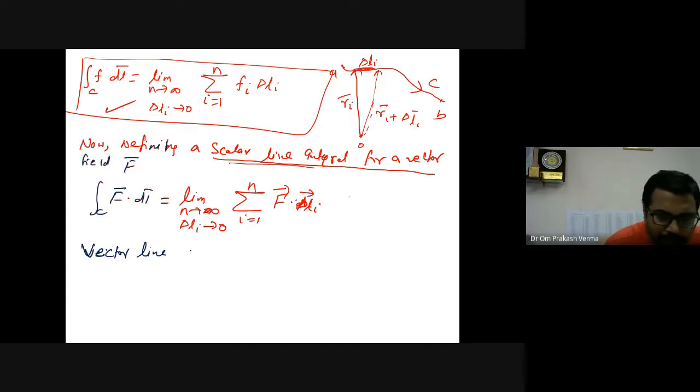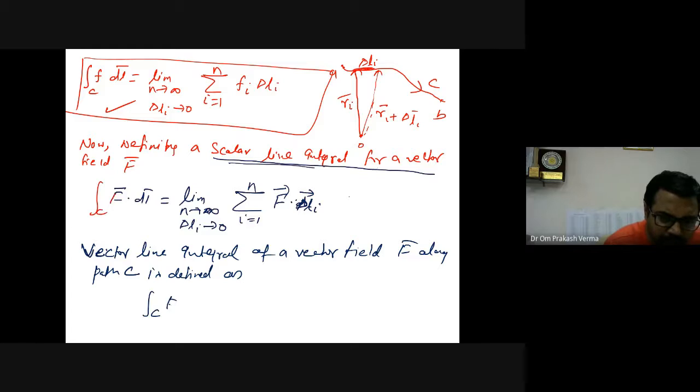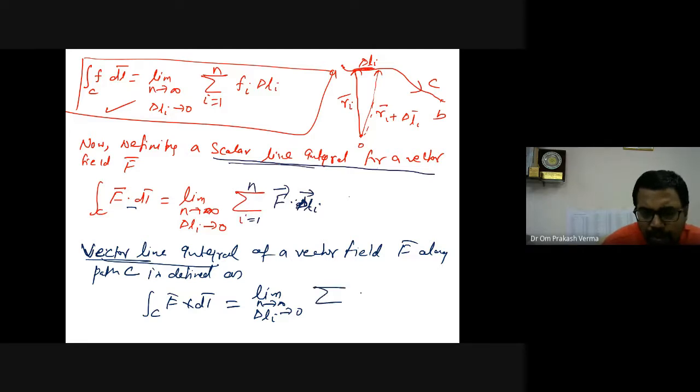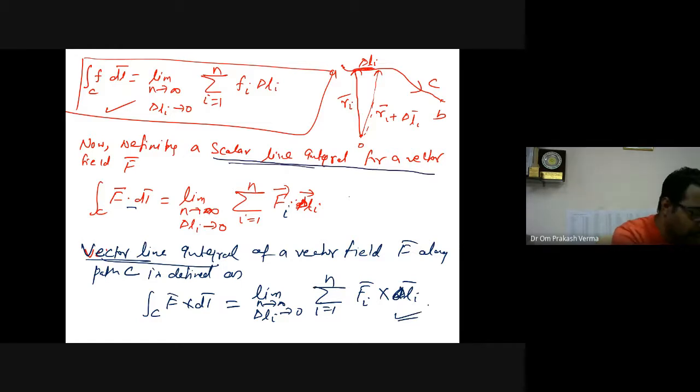And now come to the next, that is the vector line integral of a vector field F vector along path c. It is defined as what will it be? Can anyone tell? F cross dl vector, right? The scalar integral is given with the dot product, however the vector line integral is a cross product. So with the same fundamentals we can define it: limit n tends to infinity, delta Li tends to zero, summation of Fi vector cross delta Li vector, with i varying from 1 to n. Okay, this is the concept.